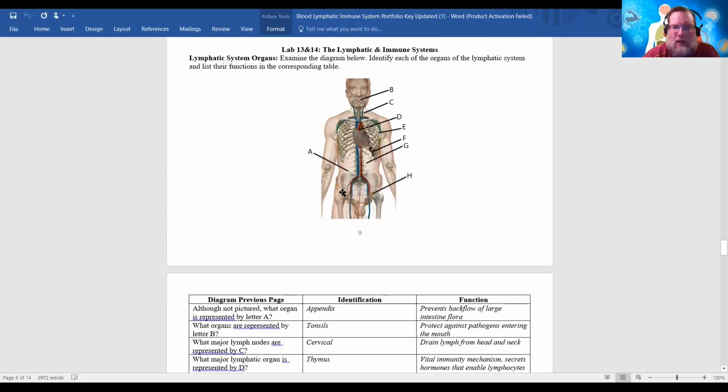Now we've got Mr. Lymph here, or Mrs. Lymph, or Ms. Lymph, or just the lymph model. All right. Well, letter A is pointing into nothingness.